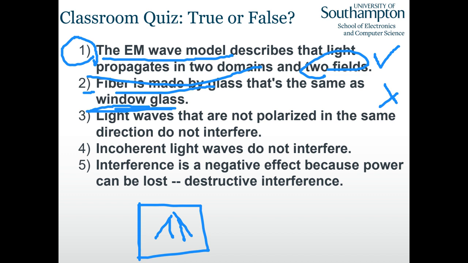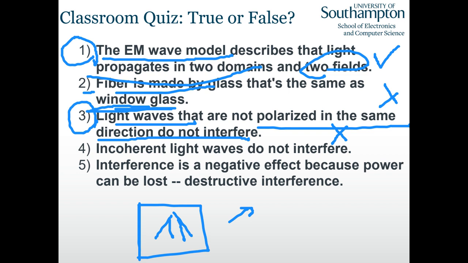The third question: light waves that are not polarized in the same direction do not interfere, true or false? This is actually false. Ideally we want two waves to have the same polarization. If they are orthogonal to each other, they wouldn't interfere. But if they are not polarized in the same direction, but are at an angle smaller than the orthogonal angle, then the projection of the first wave onto the second wave would interfere with the second wave.